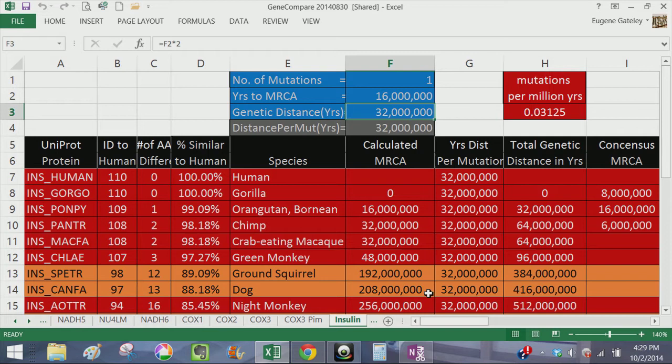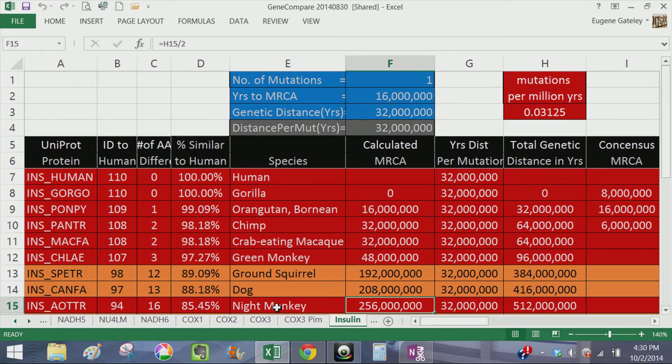But as we go down the list, we have more problems. Night monkey, for example, with 16 amino acid differences between human and night monkey, is going to give you a calculated most recent common ancestor at 256 million years ago, which is another problem. Of course, the other question is, why would a ground squirrel be more similar to human than a night monkey is to human?